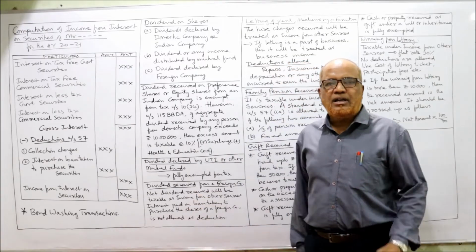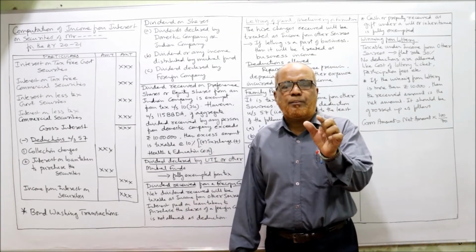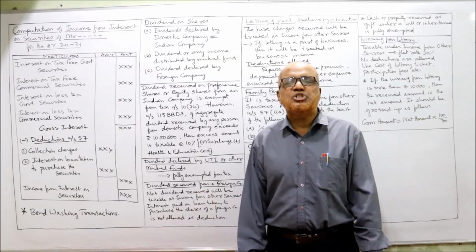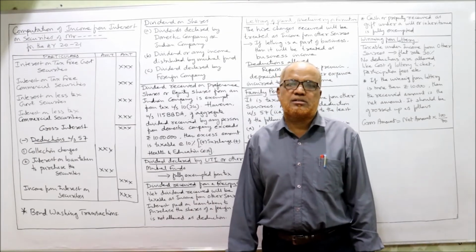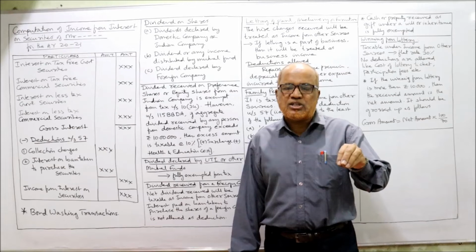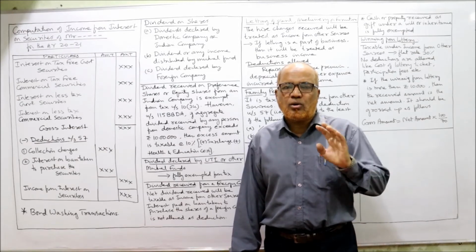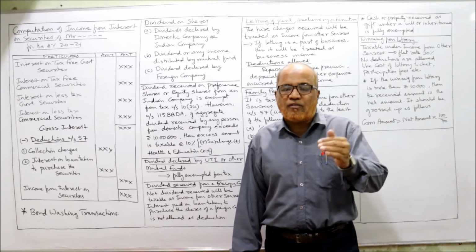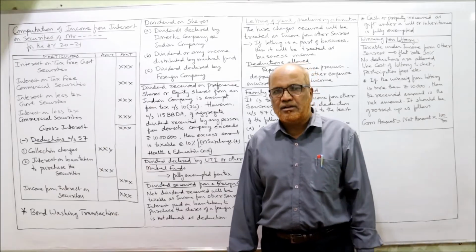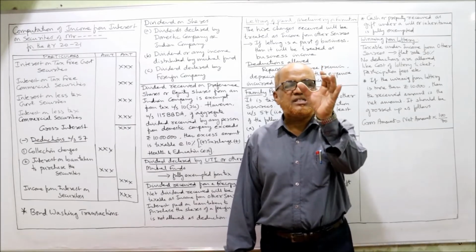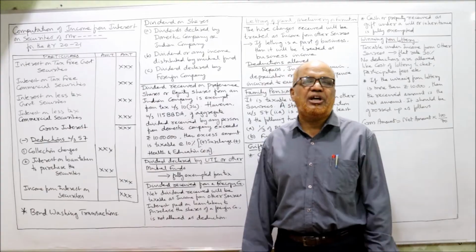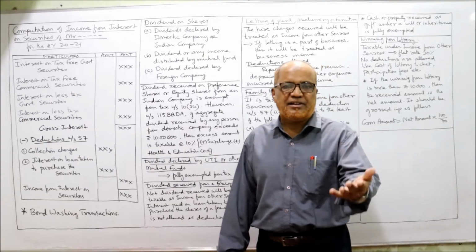So dividend means the part of the profit of the company which is distributed among shareholders. When a person purchases shares, he becomes a shareholder. He will get part of the profit from the company, that is called dividend. The Income Tax Act has given specific provisions regarding dividend income: how much it is taxable, when it is taxable.